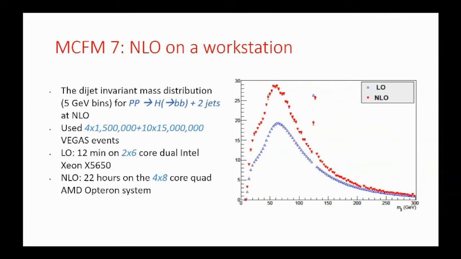So now with all this multi-threading and using OpenMP, you can actually run next-to-leading order on a workstation. For instance, here we look at pp to 4 jets, where 2 of the jets come from the Higgs decay. If you use 150 million events at leading order on this dual 6-core Intel node, you only need about 12 minutes to evaluate this, and you can see the result here. You get very smooth results. So leading order on these runs extremely fast.